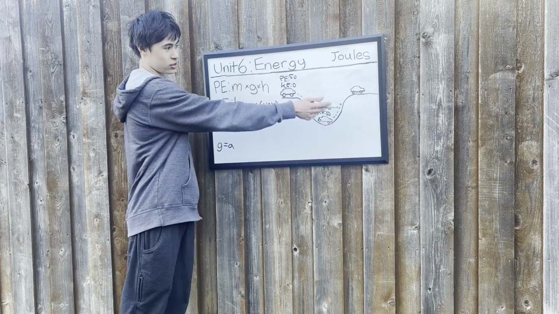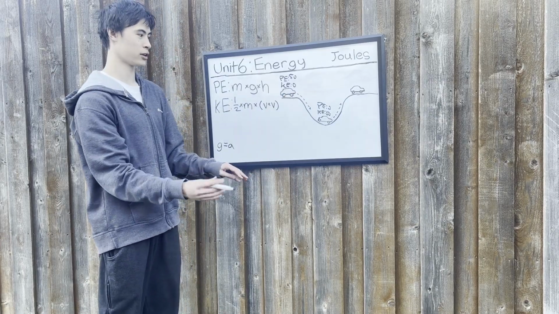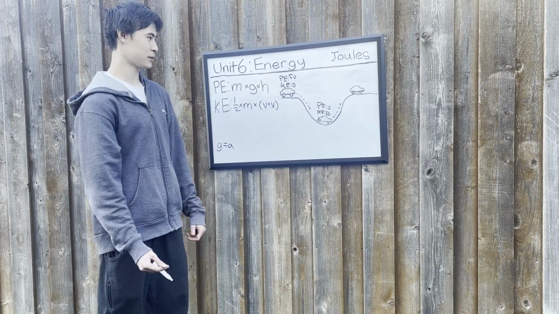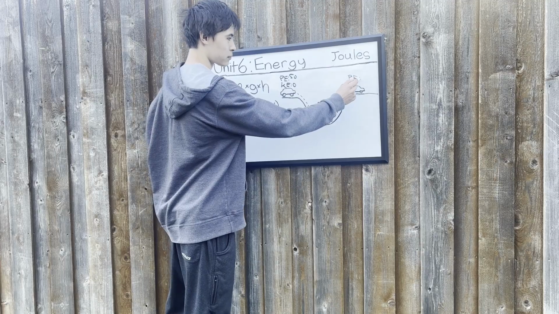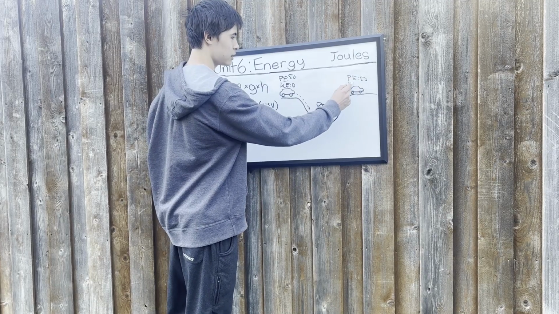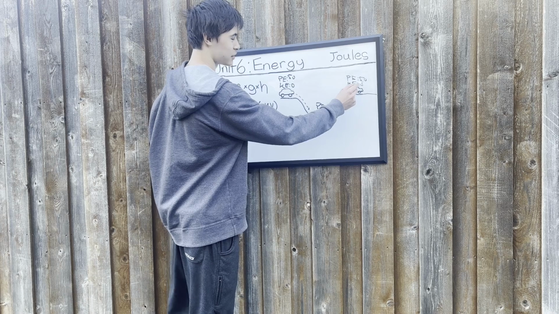Now, it reaches the top of the hill. It's not moving at this point. You want to try and guess what it has? That's right. Potential energy is back to 50, and kinetic energy is at 0.